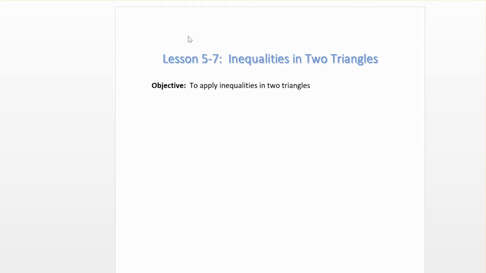Today we're going to go through lesson 5.7, inequalities in two triangles. Remember lesson 5.6, we dealt with just one triangle. Now we're going to throw a second triangle in, and we're going to make comparisons about an included angle, and we're going to be exploring the size of that included angle, and then use that to figure out the lengths of the third side in a triangle. And that'll make sense as we go through some of the problems and some of the videos.